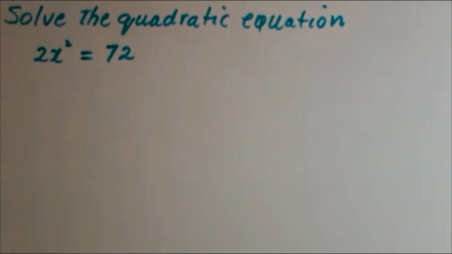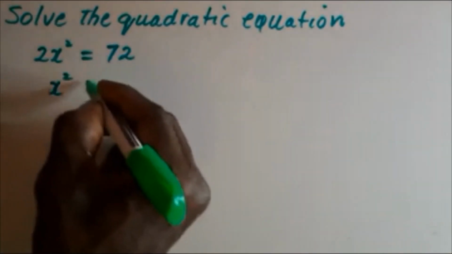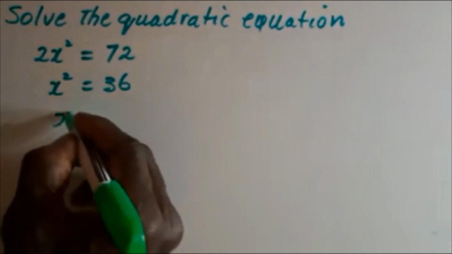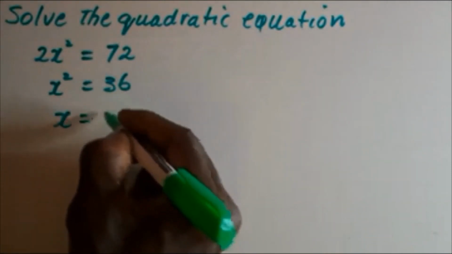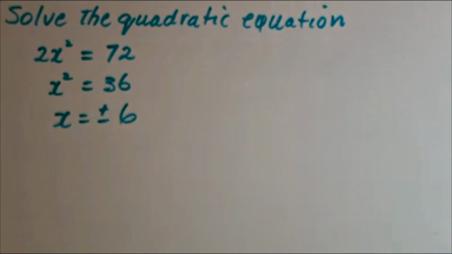Here's another. We have 2x squared is equal to 72, and yes, this is a quadratic because we have a power of 2, or squared, x squared. We divide throughout by 2 and see what we get. So we have x squared here left, and now we have 36. We have a square number. Square root of 36 is plus or minus 6, so x has the values plus or minus 6 as the solution to this quadratic equation.